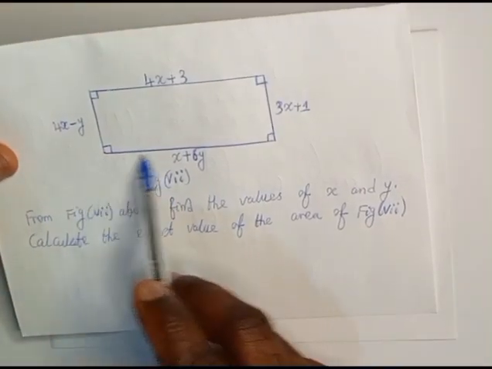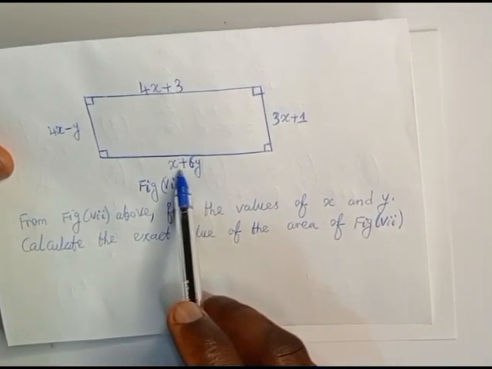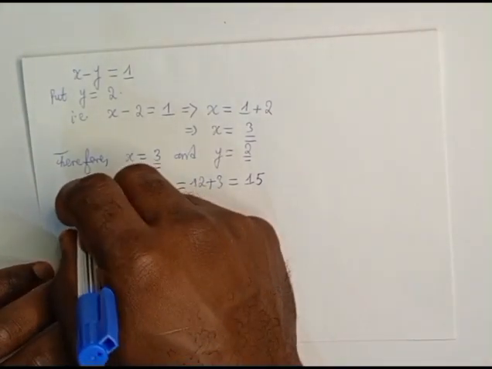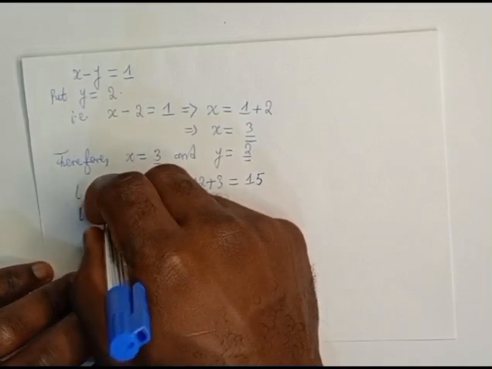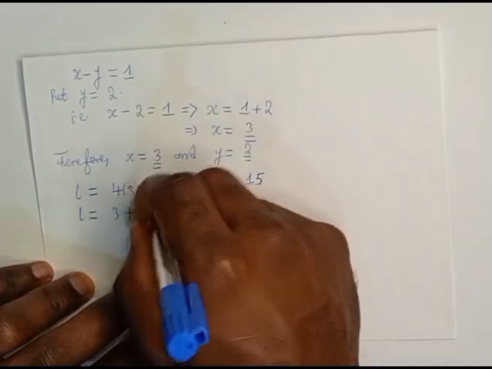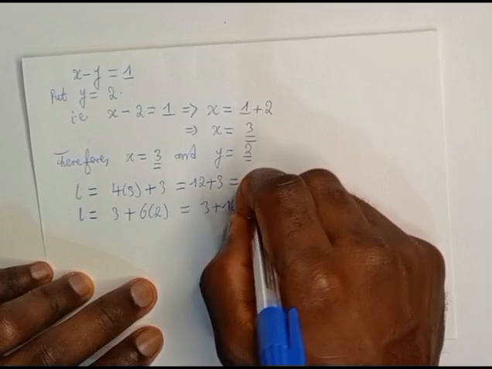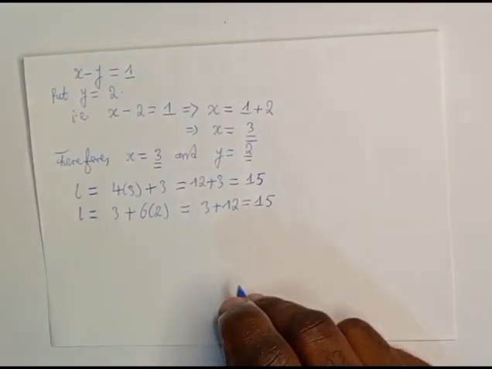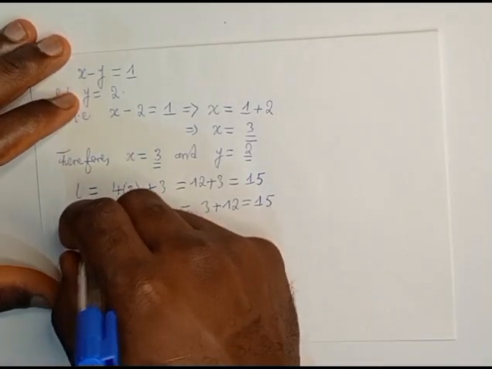Let's verify to see if it is the same result if we replace the values of x and y in x plus 6y. Take x plus 6y. See to verify if the length will be the same. We have the value of x, which is 3, plus 6 times 2. This will be equal to 3 plus 12, which is 15. You can see the length is the same.